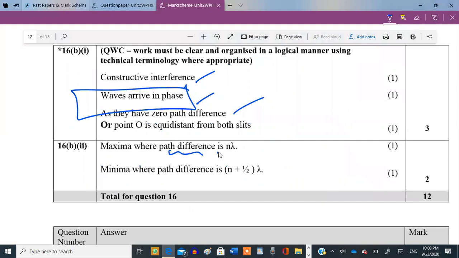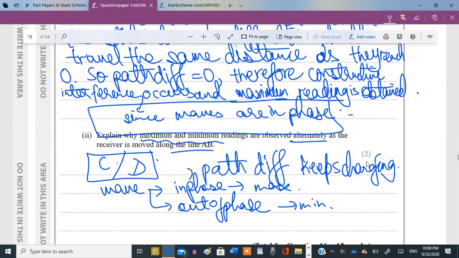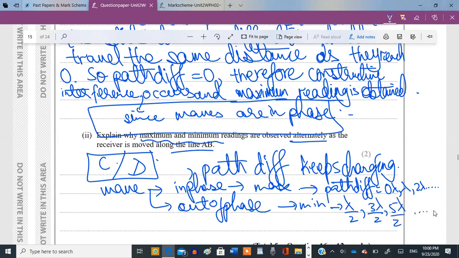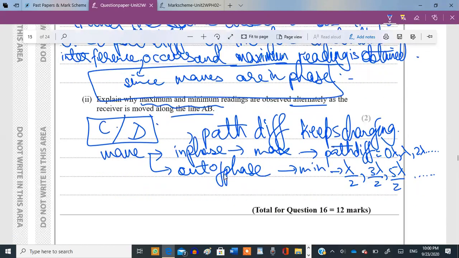They gave it in terms of path difference. Path difference keeps on changing. For maxima, the waves are in phase, and the path difference must be n lambda, that is 0, lambda, 2 lambda, 3 lambda, and so on. For minima, it's going to be lambda by 2, or 3 lambda by 2, or 5 lambda by 2, and so on. This happens as a result of them being out of phase. These points will gain you all the marks. Is this clear? Yeah.